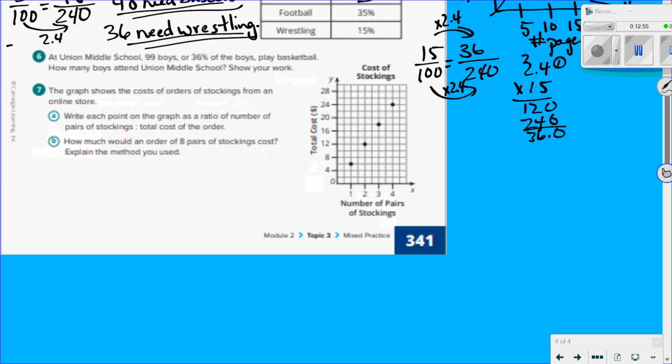Okay, at Union Middle School, we have 99 boys, or 36%, who play basketball. How many boys attend? So in other words, they've given us a part, we need to find the whole. We start again with our proportion, 36%. And I know that the part is 99, but I don't know what my whole is. Can I go straight from 36 to 99? Not easily. So can I look to simplify 36 and 100?